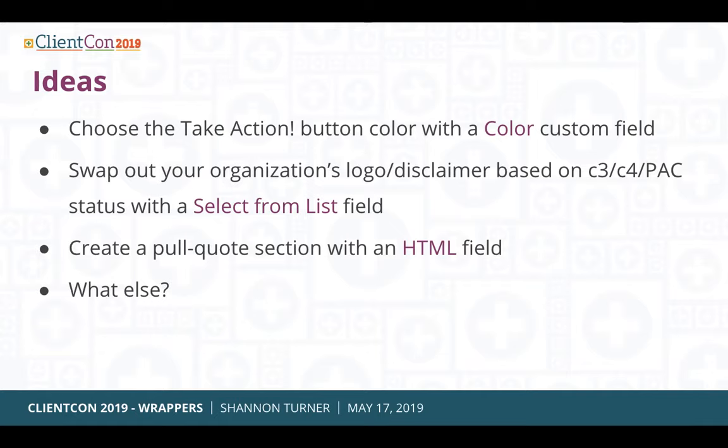So a couple of ideas for things that you could do would be to choose the Take Action button color with a color custom field. You could make it really easy to swap out your organization's logo or disclaimer based on, is this a C3 mailing, or is it a C4 mailing, or is it a PAC mailing, by using the Select from List field. You could create a pull quote section with an HTML field. There are so many different things that you could do, all using one single wrapper, just making your changes with those custom fields.